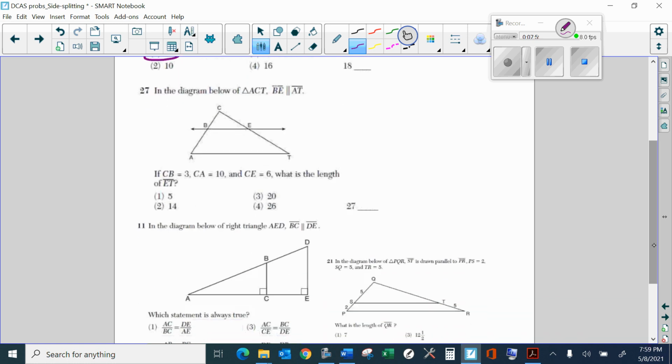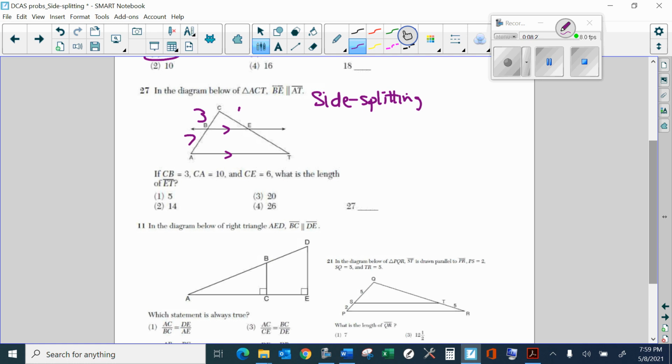ACT, BE is parallel, so this is side splitting theorem. Remember, if it's parallel, then that's going to be side splitting theorem. It's only a mid segment if it bisects those two sides, AC and CT, but it doesn't say that. So side splitting theorem just divides them proportionally. CB is 3, CA is 10. Since CA is 10, that makes this 7.